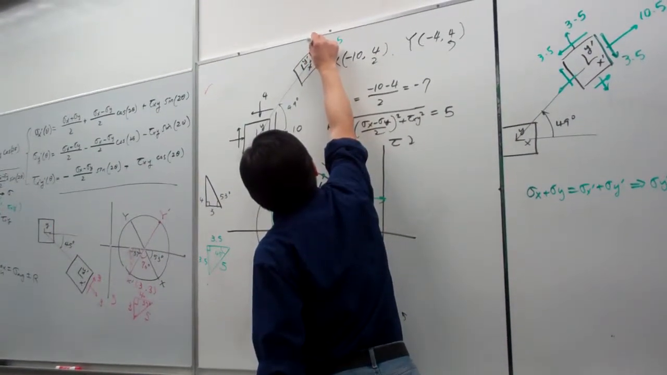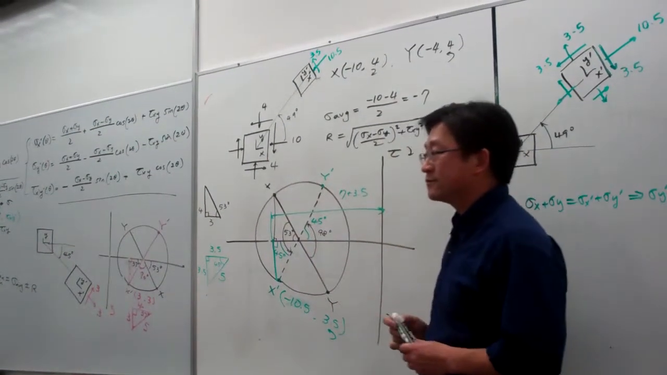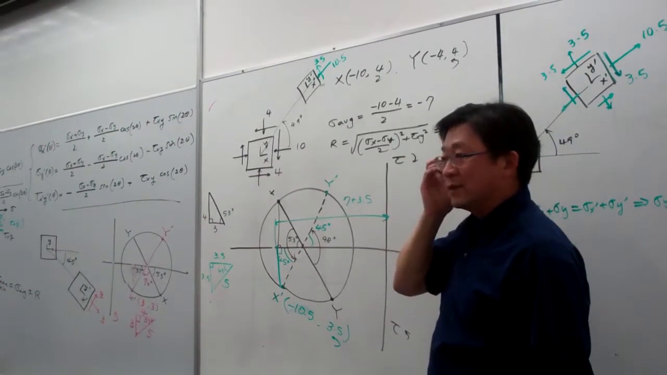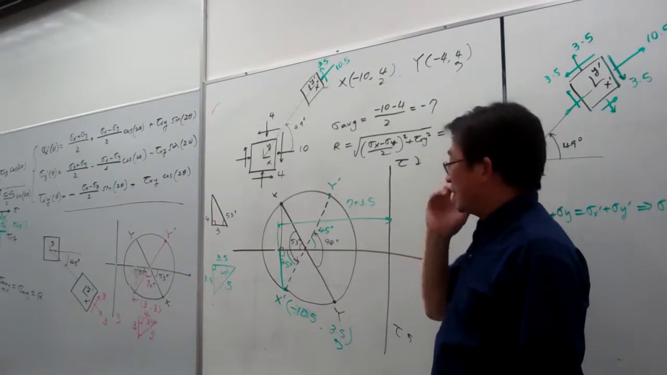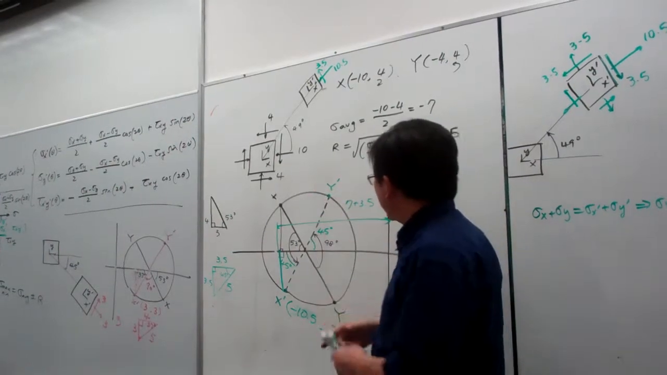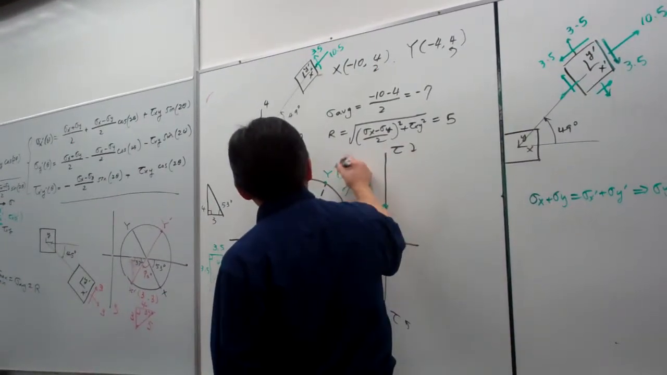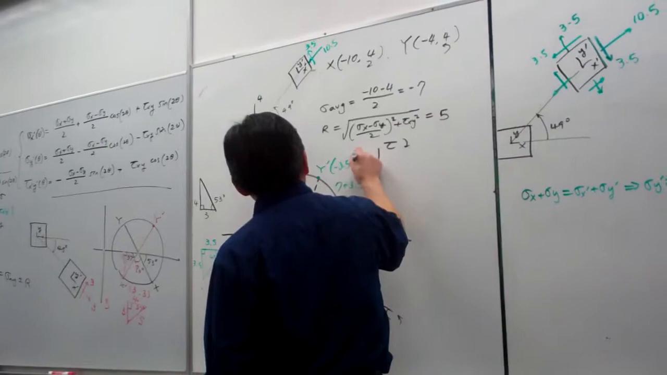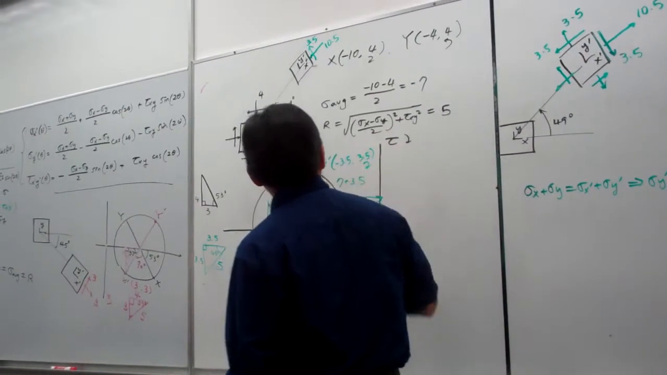3.5. Okay? And for y, we can quickly make it. So y here should be minus 3.5 and 3.5 here.